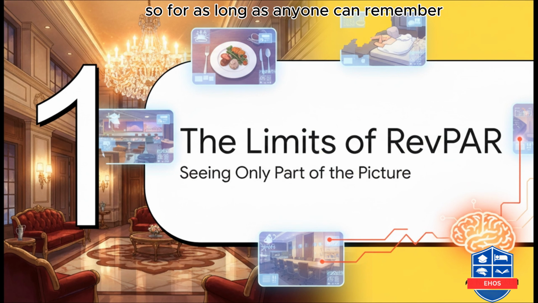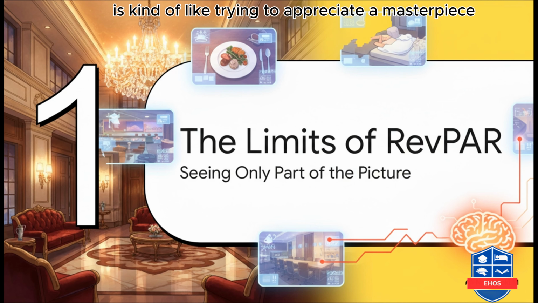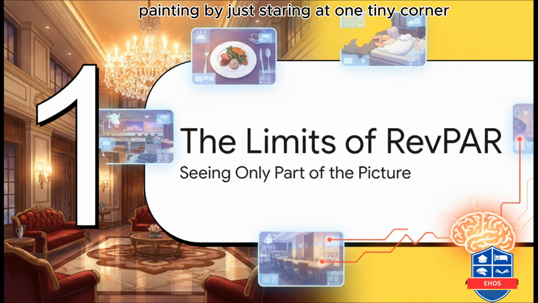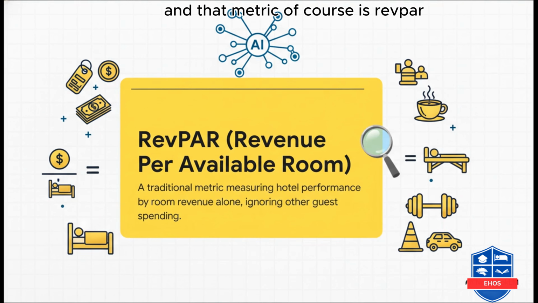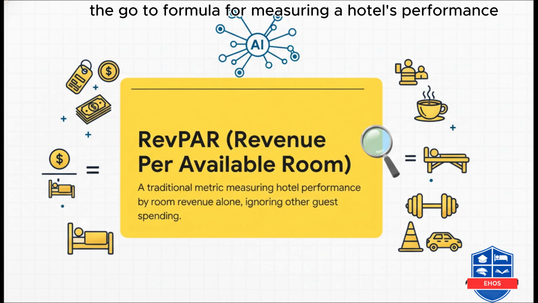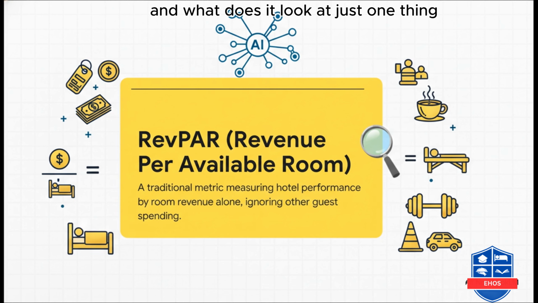All right, so for as long as anyone can remember, one single metric has been king. But, and this is a big but, relying on it is kind of like trying to appreciate a masterpiece painting by just staring at one tiny corner. You're just not seeing the whole picture. And that metric, of course, is RevPAR, revenue per available room. You all know it. It's the classic, the go-to formula for measuring a hotel's performance. And what does it look at? Just one thing: room revenue. That's it. It's simple, it's standard, and as we're about to see, it's fundamentally flawed.